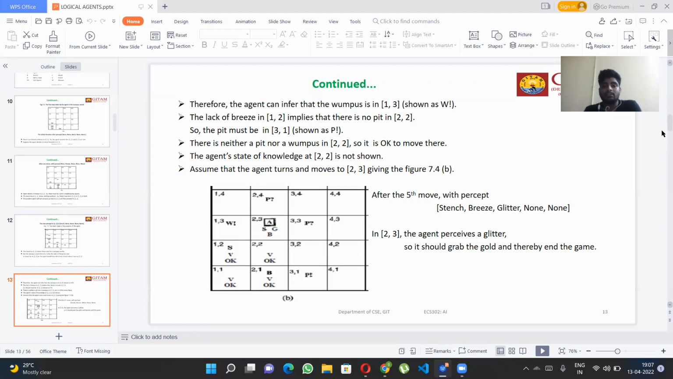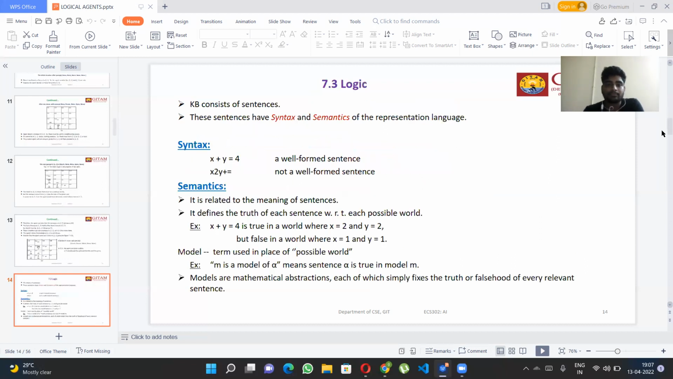In 2,3, the agent perceives a glitter. You can see in this diagram that in 2,3 the agent perceives a glitter. If the agent perceives a glitter, it should grab the gold and thereby end the game.